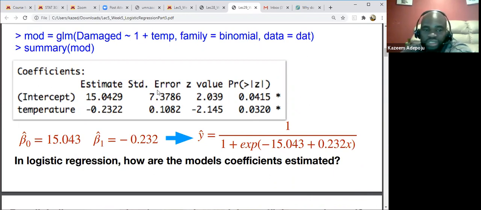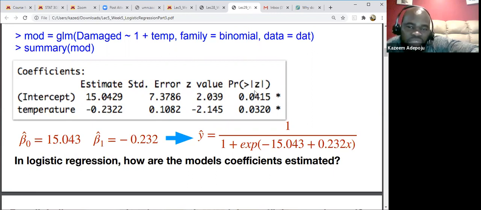In the output of logistic regression, we have estimate. We also have estimate in the output of linear regression. We have standard error. We also have standard error in the output of linear regression too. But look here. This is a z-value. In a linear regression, what we normally have here is a t-value. I'm going to say that again. In a linear regression, what we normally have right here is not a z-value, but a t-value. But in a logistic regression, it is not a t-value, it's a z-value. So please take note of that.